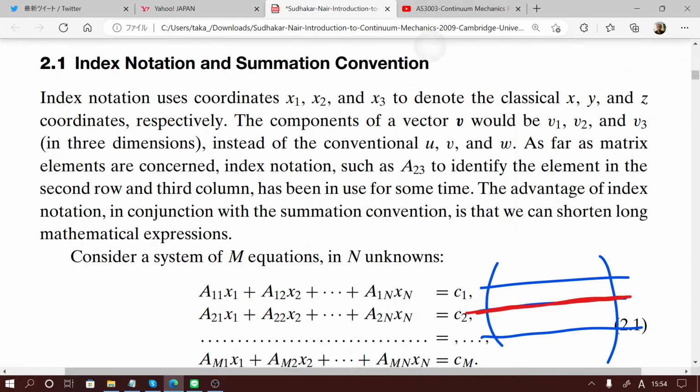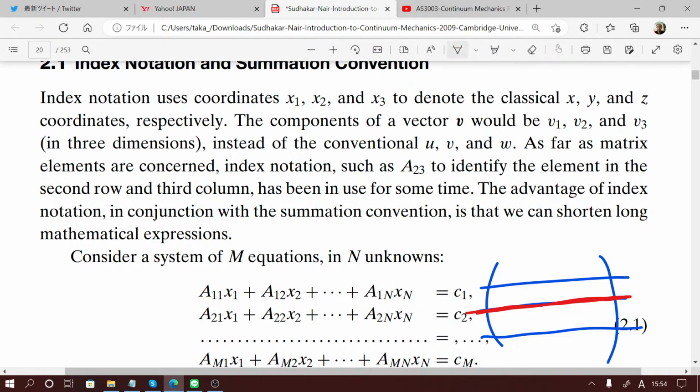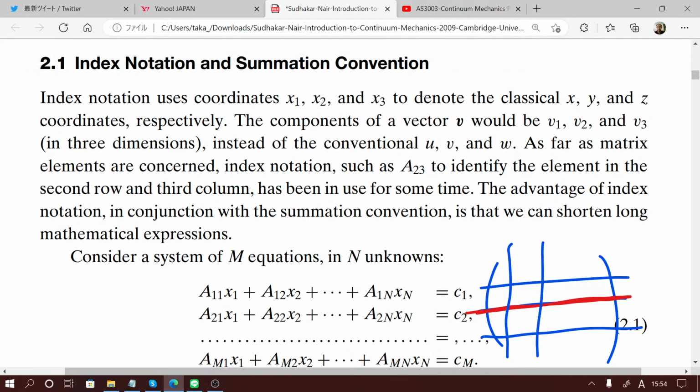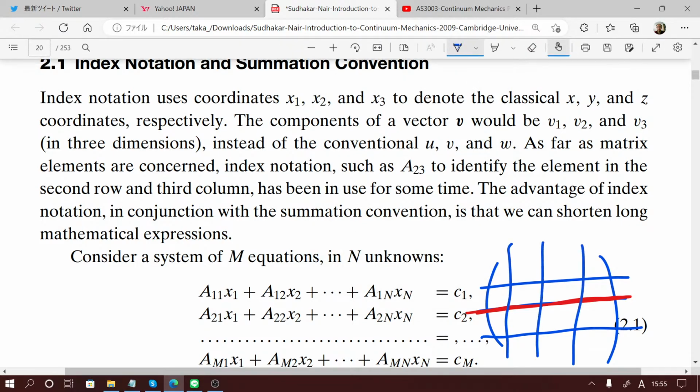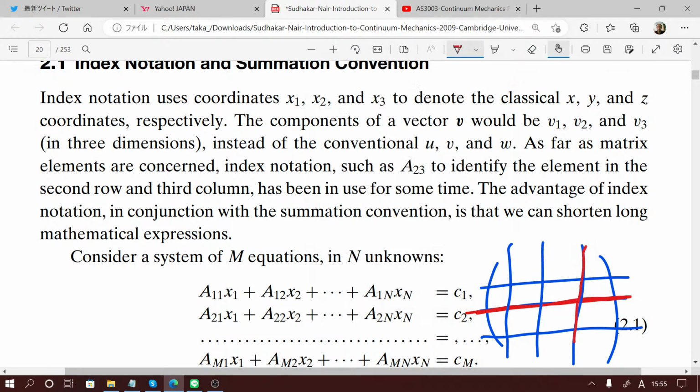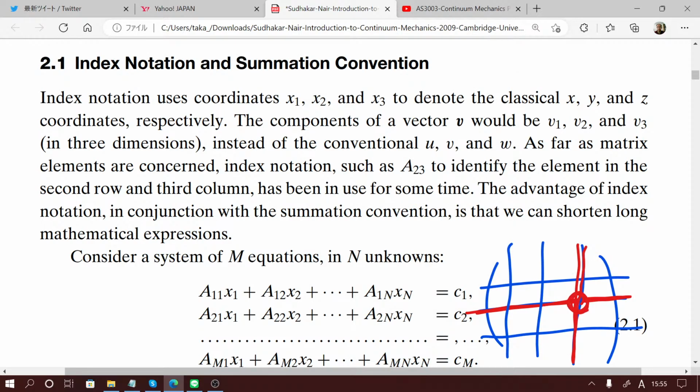Third column is 1, 2, 3. This is the third column. So this one is A23. Identifying the element in the second row and the third column has been in use for some time.